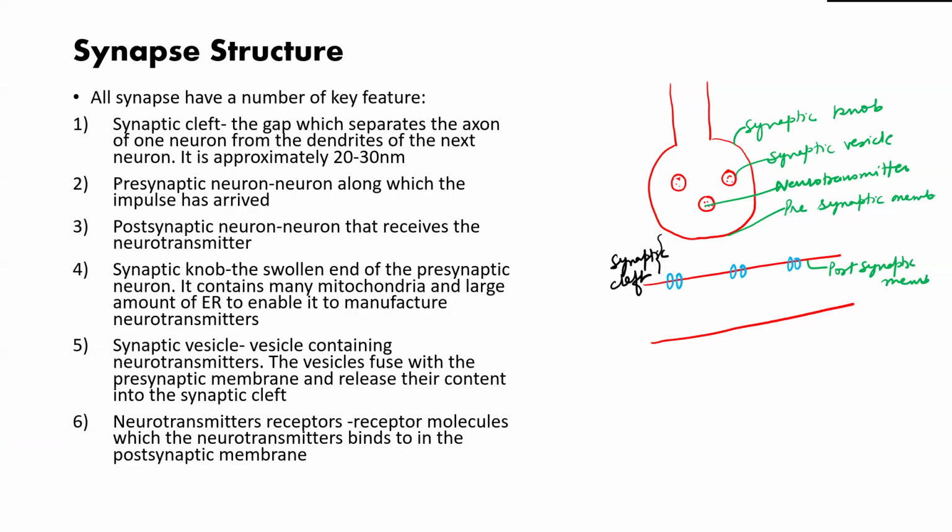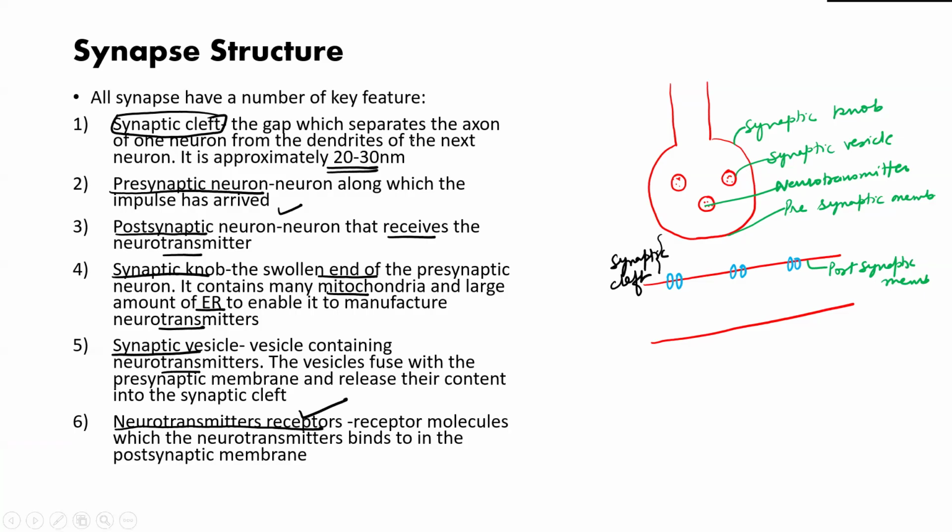So if you see here, this is the presynaptic neuron from where the impulse has arrived. The synaptic knob is a swollen end of the presynaptic neuron, which contains mitochondria and a large amount of ER to make neurotransmitter, and synaptic vesicles which contain neurotransmitter. The postsynaptic neuron receives the neurotransmitter because it has neurotransmitter receptors. The synaptic cleft is a gap between the axon of one neuron and the dendrite of the next neuron, which is nearly 20 to 30 nanometer.